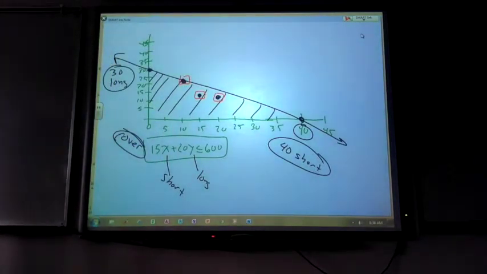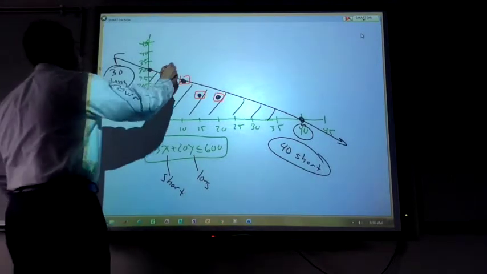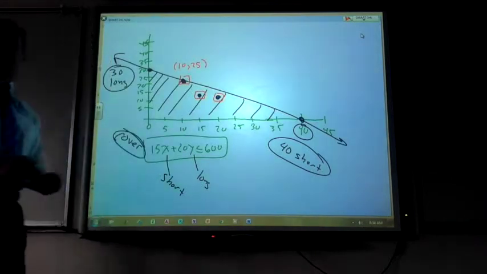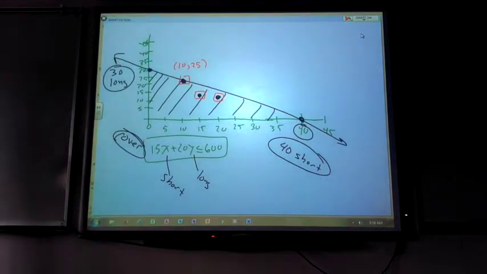Plug it back in, good. Okay, so first one is 10, 25. So if I plug this into here and it becomes less than or equal to 600, it totally works.